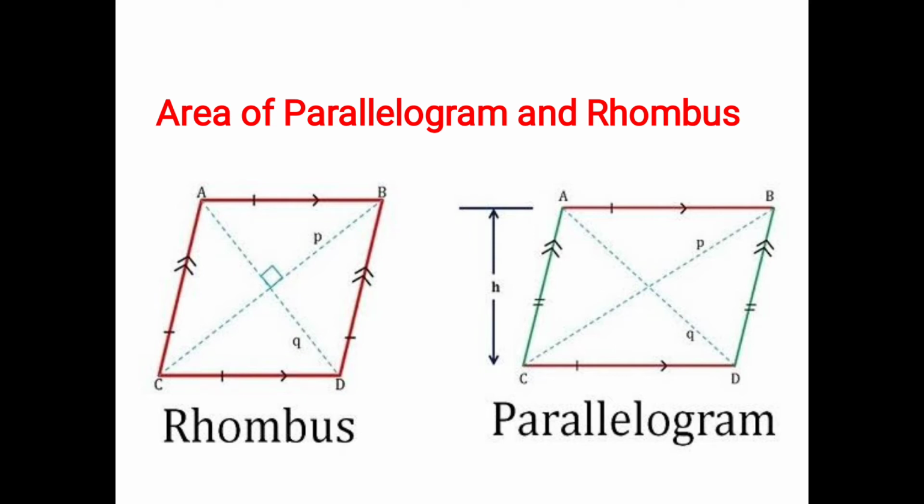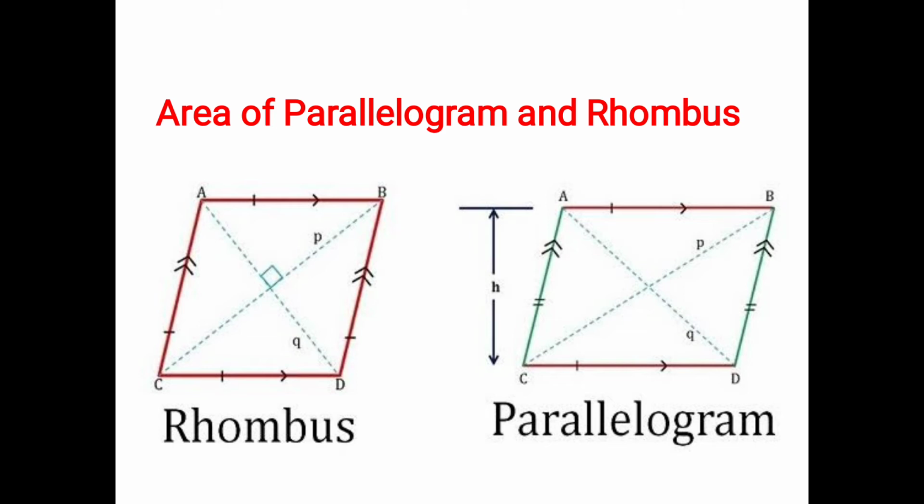As you see here in a rhombus, the two diagonals cut each other, yes or no? One diagonal is AD and the other diagonal is BC. So the two diagonals cut each other. Like that, for the parallelogram also, the two diagonals cut each other. One is AD and the other is CB.